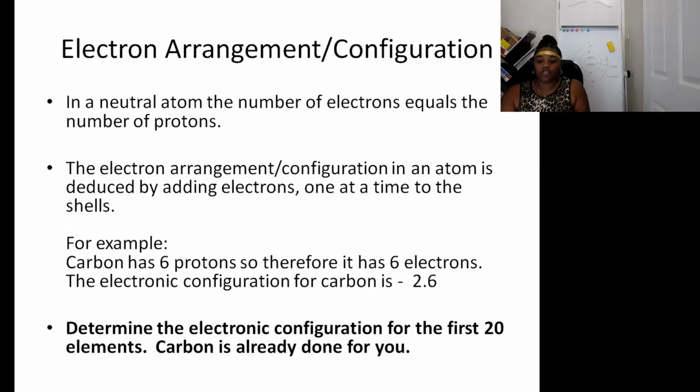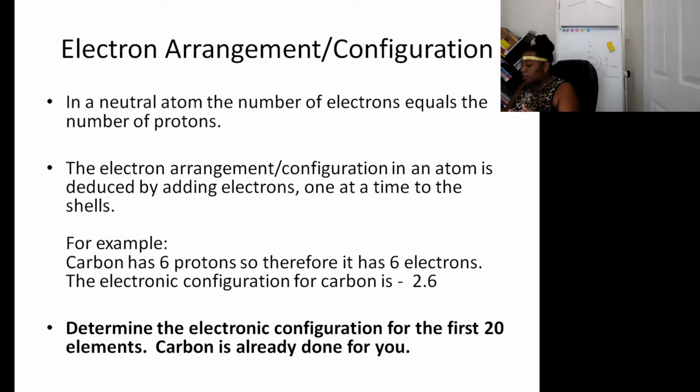So, with electronic configuration in a neutral atom, the number of electrons equals the number of protons. That means the atom wouldn't have been involved in any kind of reaction. The electron arrangement or configuration of an atom is built by adding electrons one at a time to the shells. For example, carbon has 6 protons, so therefore it has 6 electrons. And that's the neutral atom of carbon. The electronic configuration of carbon is 2,6.